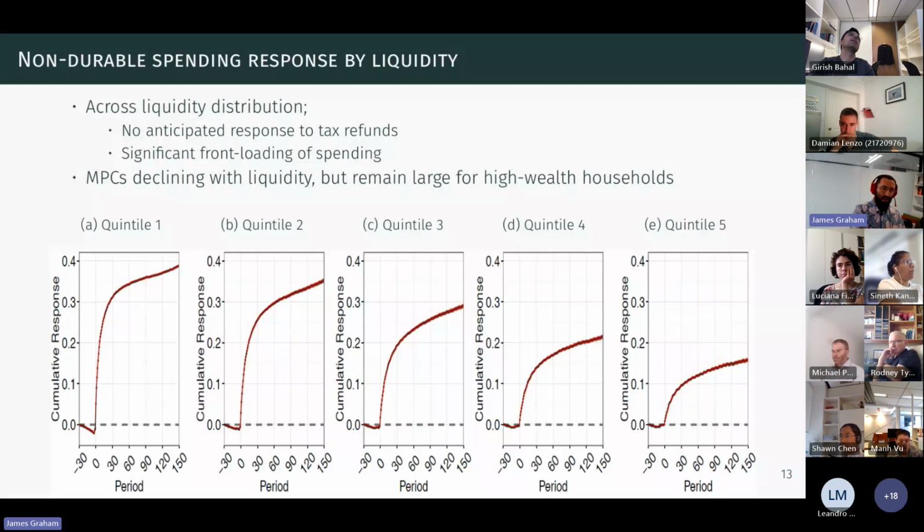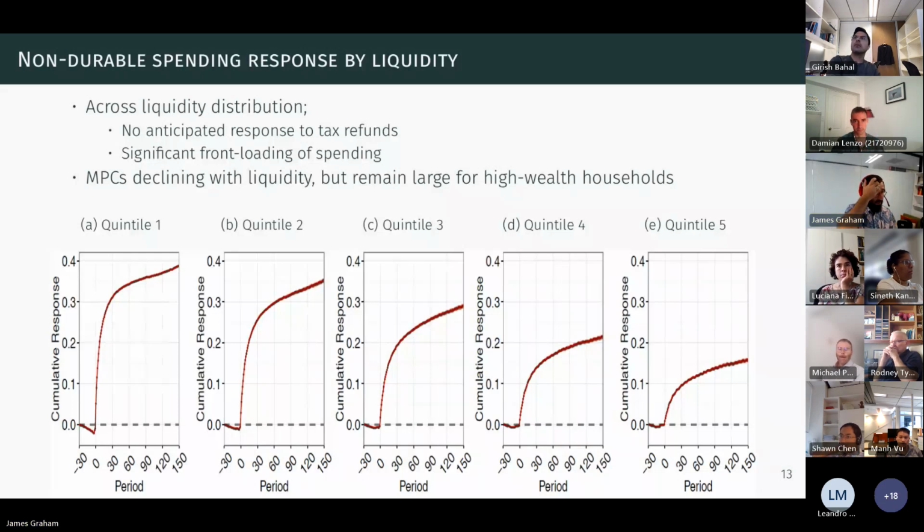The thing that does differ across the liquid assets distribution is that low wealth households have much higher average spending after the income comes in. Their MPCs sit at something like 30%, whereas high wealth households, these ones down in panel E, their MPCs sit at something like 10%. So you can think of the poorest households as about 3 times as sensitive as the richest households.